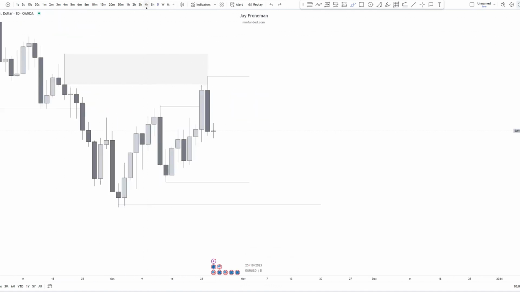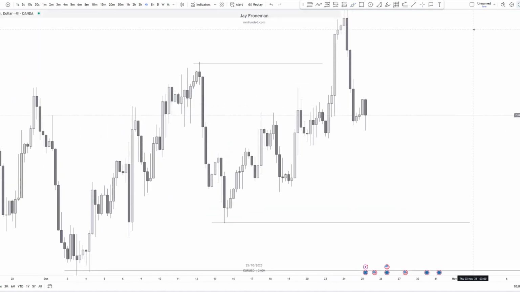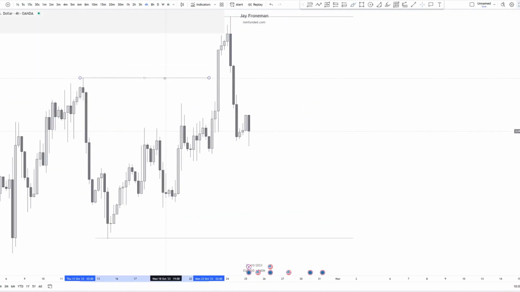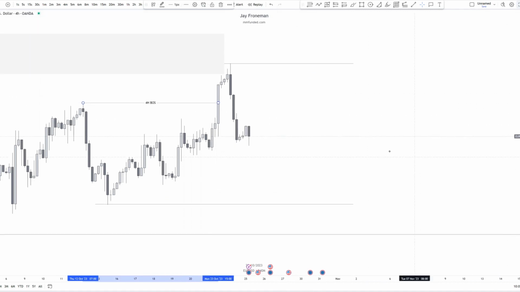All right, so from the daily, we can then hop over to the 4-hour time frame, which is our daily internal. Most recently on the 4-hour, we've had this 4-hour break of structure to the upside, so that can become our 4-hour BOS.